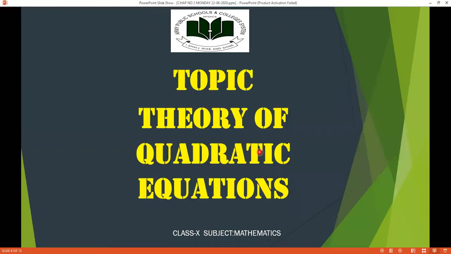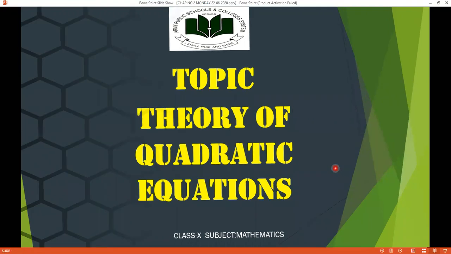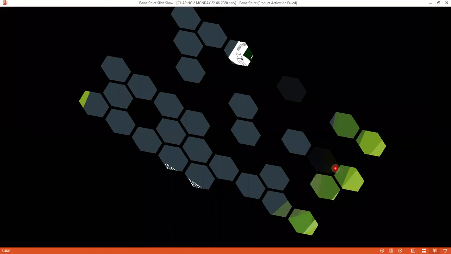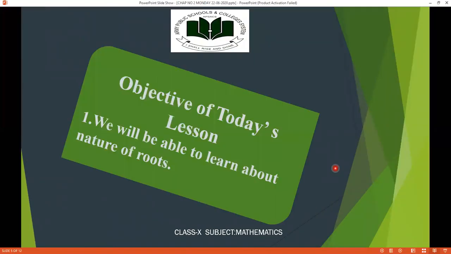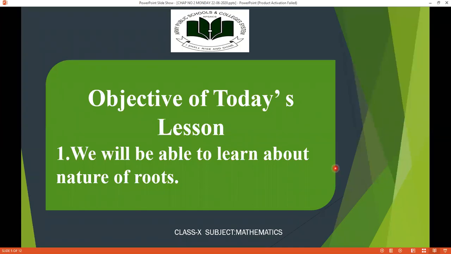Here I am having the topic, that is theory of quadratic equations. The objective of today's lesson is that we will be able to learn the nature of roots. So in the quadratic equation today we will learn about the nature of the roots and the discriminant of the root, and what are the nature and what is the discriminant.